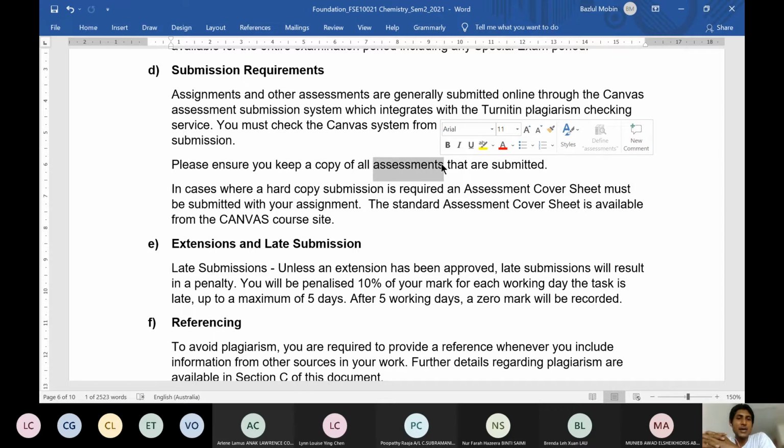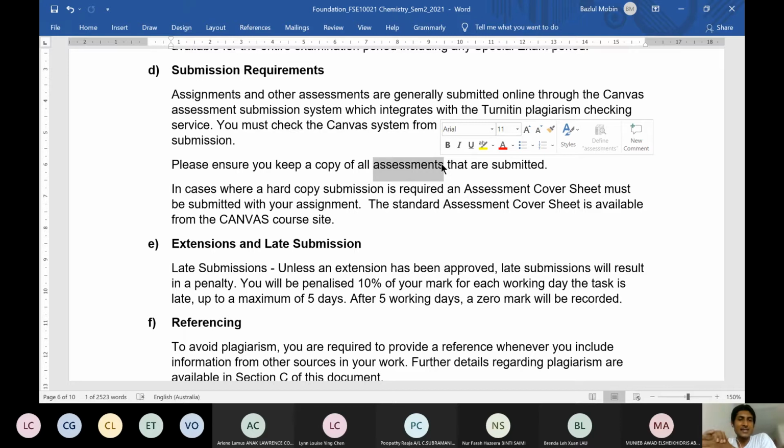If this type of thing happens, God forbid, you have to show us the valid reason or evidence why you cannot attend the test. Only after we are confirmed and satisfied with the evidence will we probably arrange a test for you. Otherwise, no test, you are losing the marks. All right, so this is one thing.